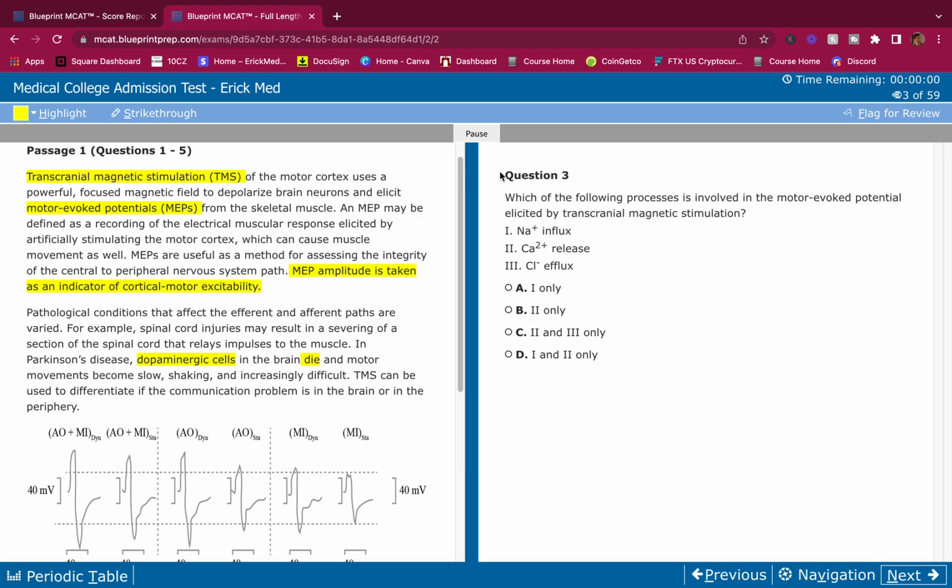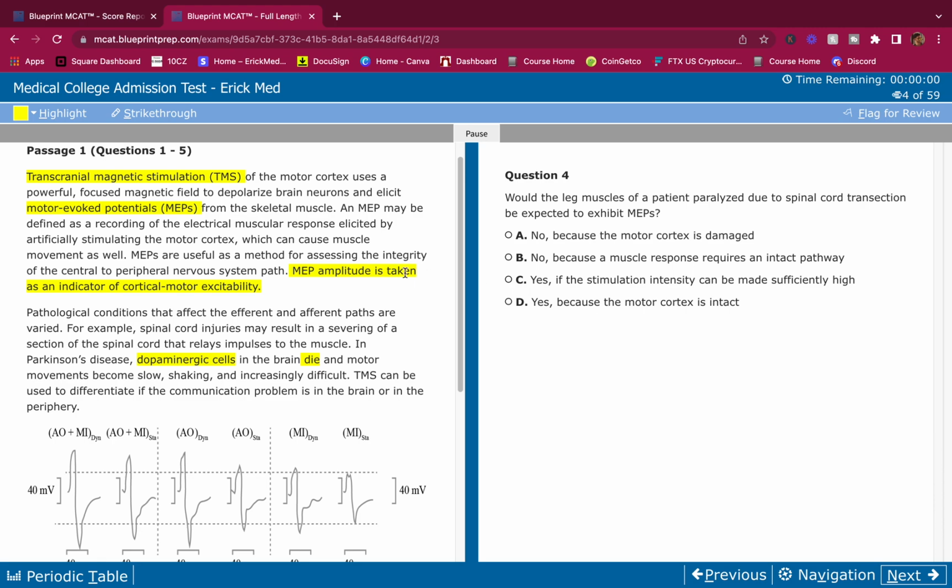And that calcium is going to bind to troponin, and that's going to move the tropomyosin, I believe, off of the actin, and then from there you can get myosin and actin binding. So what I just said, we involve the sodium influx. We need that. That influx is going into the muscle cell. Calcium release, we need that to bind to troponin. Cl minus efflux, we do not need that. That was never mentioned in the neuromuscular junction. So answer is 1 and 2. Answer is D.